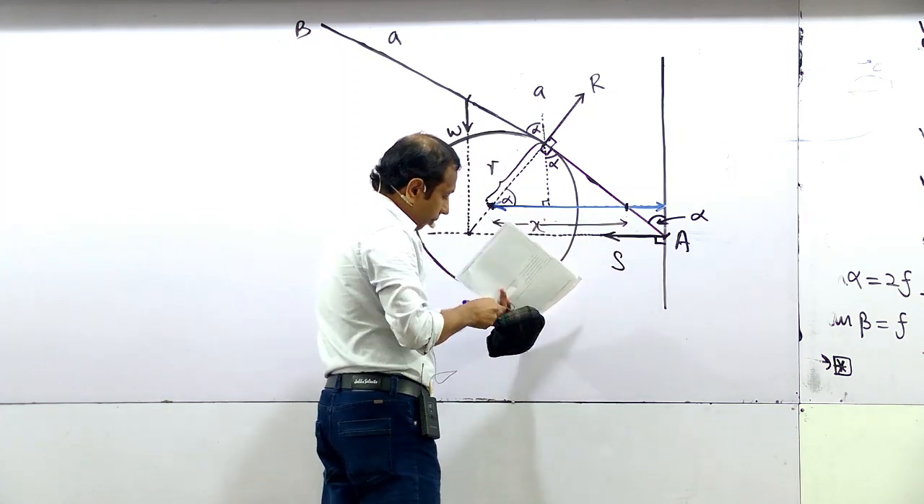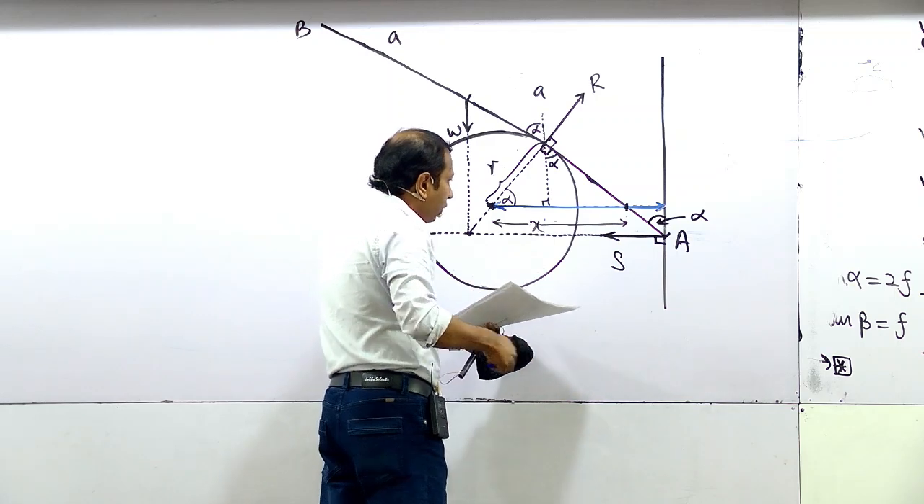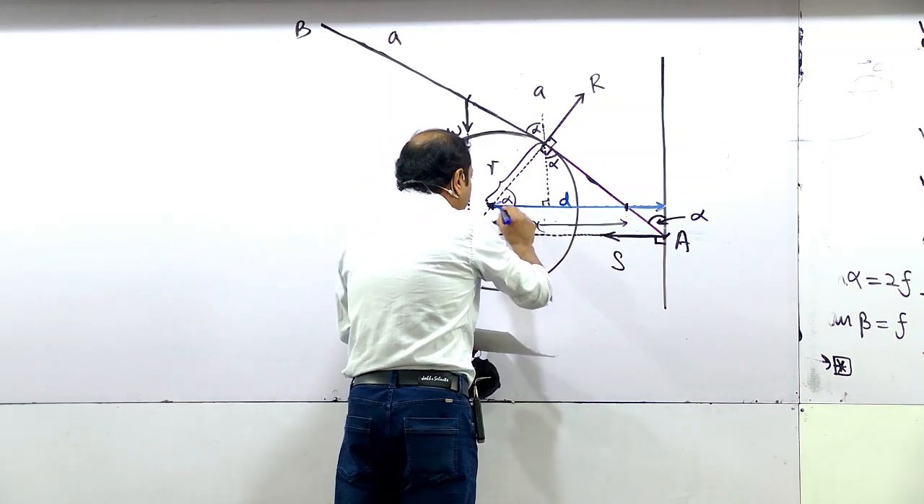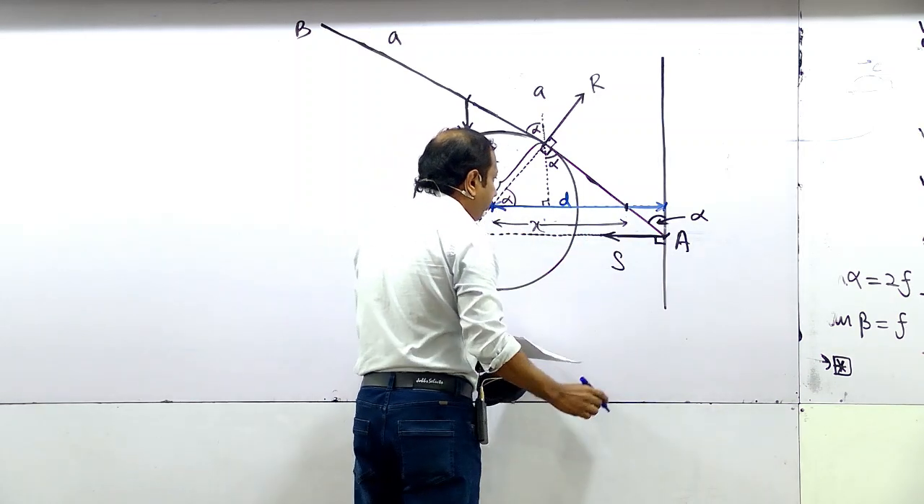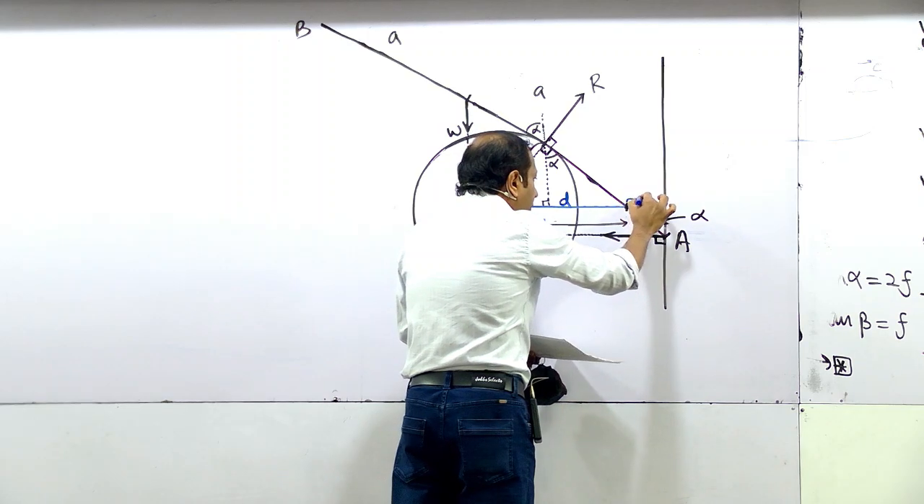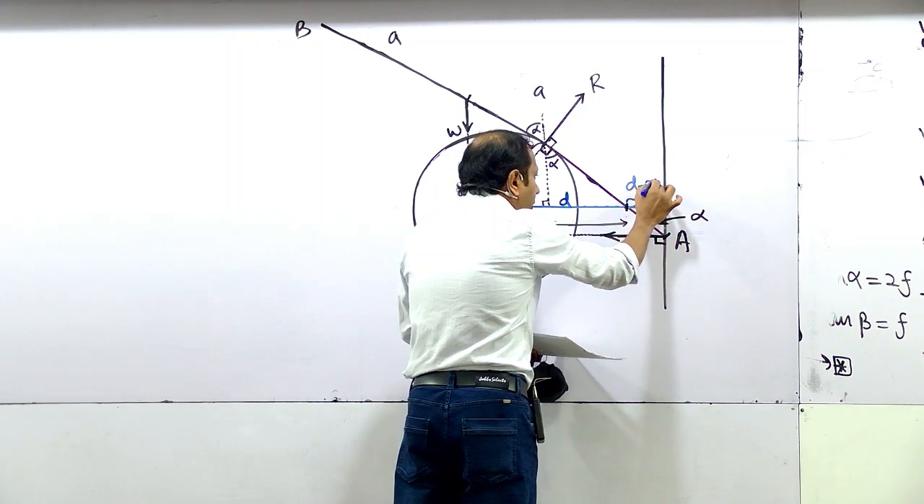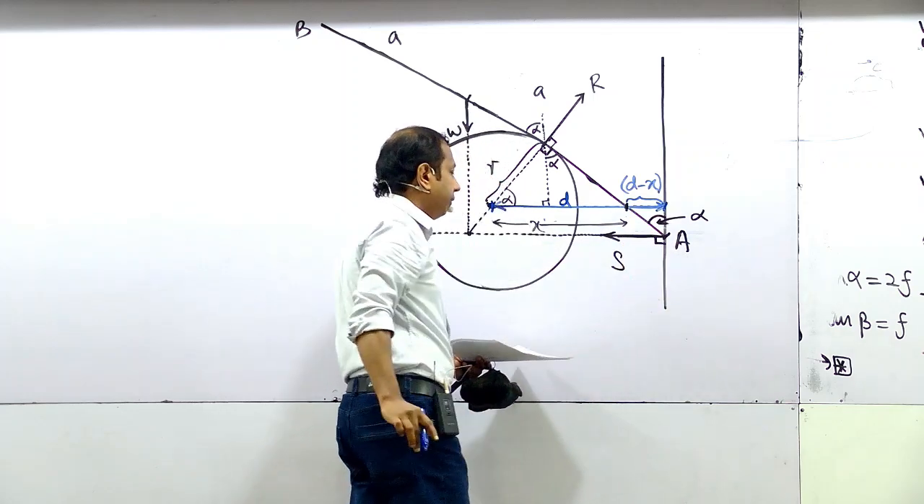This is d given now. This blue length is d. From here to here, it's d. From here to here, it's x. Then you know this is going to be d minus x. Right.